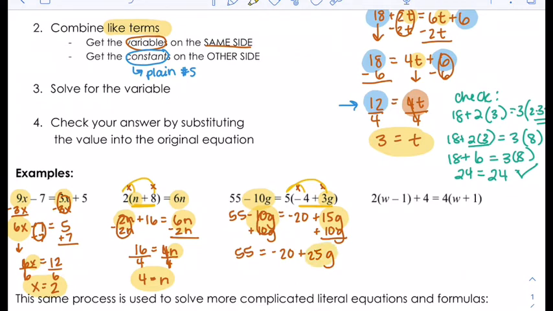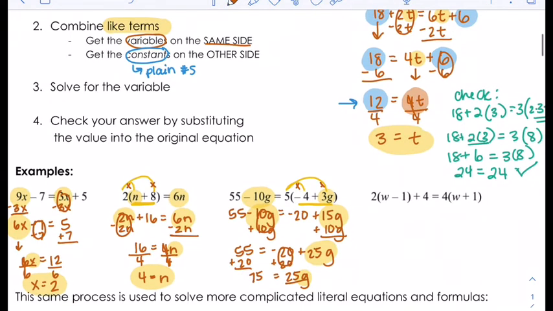Now I want to get my constants together on the same side, so I'm going to move this negative 20 by adding 20 to both sides. Negative 20 plus 20 is 0, leaving me with 25g on the right, which is equal to 55 plus 20 is 75. To get the g completely by itself, I'm going to divide both sides by 25. 75 divided by 25 is 3, so g equals 3.